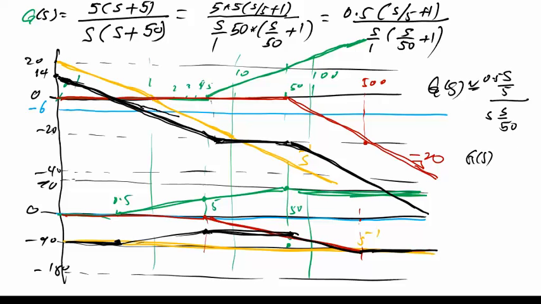So this is times 50, 10. So this is equal to 5 times 1 over S, right? So there is a minus 90. There is a minus 90.